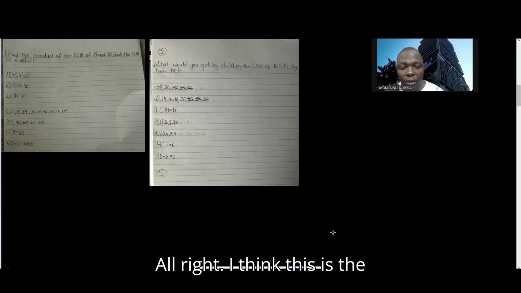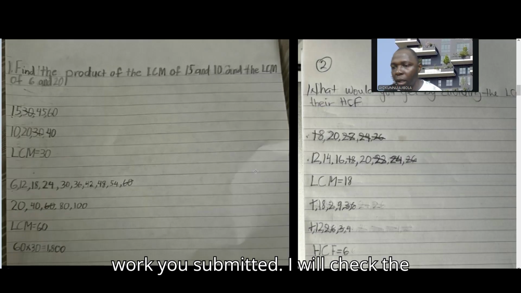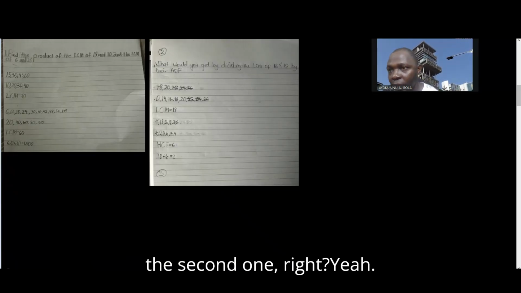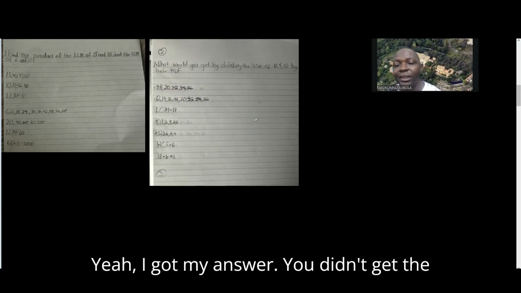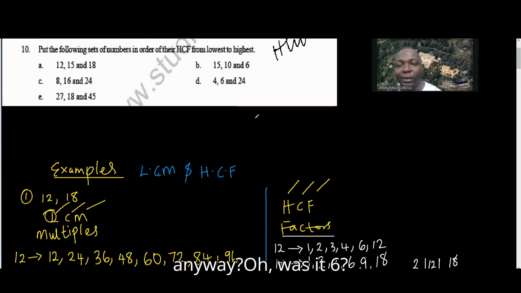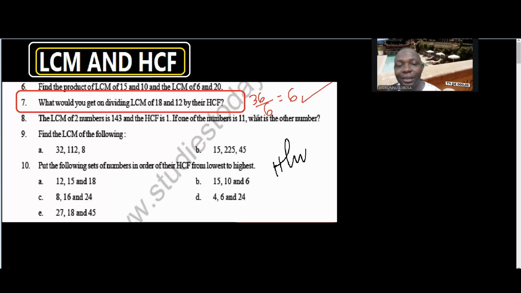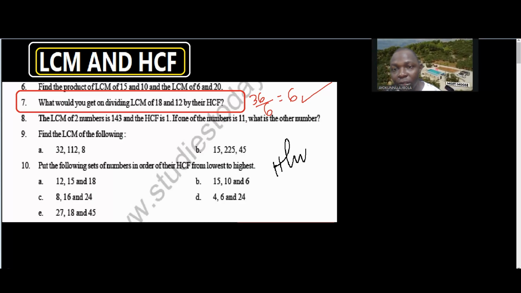All right. I think this is the work you submitted. I will check the first one, but let's first check the second one. You didn't get the answer to the second one, right? Yeah, number 2. I got my answer. You didn't get the correct answer. What's the correct answer anyway? Oh, was it 6? It was 6.